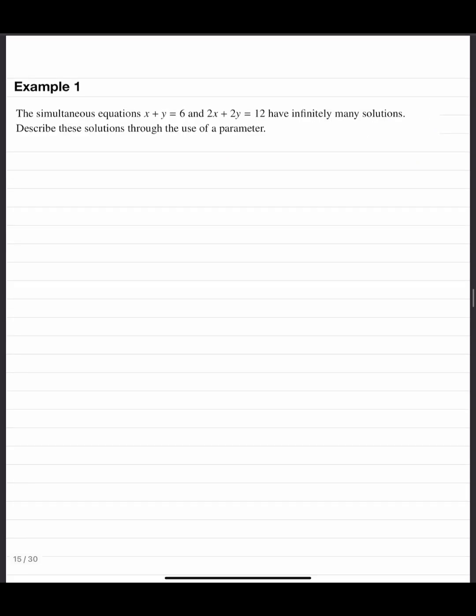Now let's look at this example here. It says the simultaneous equations x plus y equals 6 and 2x plus 2y equals 12 have infinitely many solutions. Describe these solutions through the use of a parameter. Firstly, we can highlight that they're saying they have infinitely many solutions. That basically tells us the two equations are identical. They are the same. It's good to show that we undergo this process and they are exactly the same, which they should be. I'm going to transpose this equation to make y the subject.